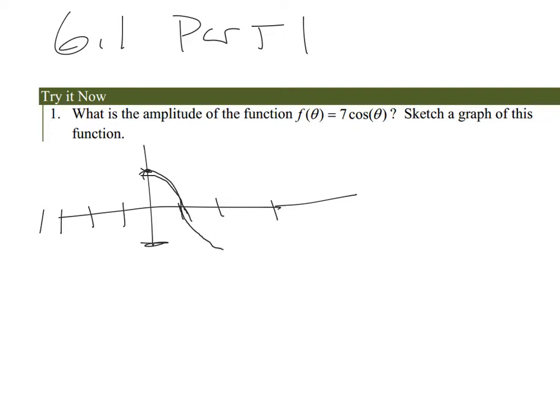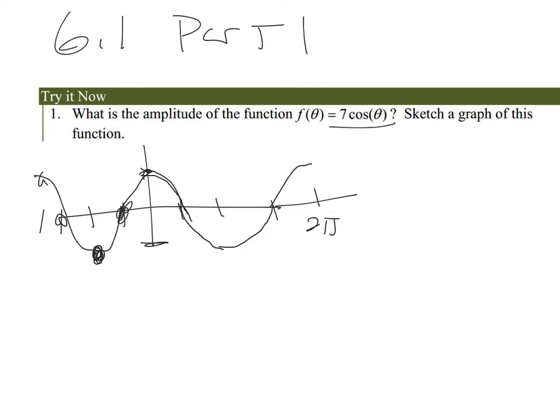Then at pi it's -1. Then it's coming back up. At 3 pi over 2 it's back to 0, and then at 2 pi it's back up to 1, right? And then it goes in reverse too. Down to 0, then down to -1, then back up. Okay, so that's old hat.